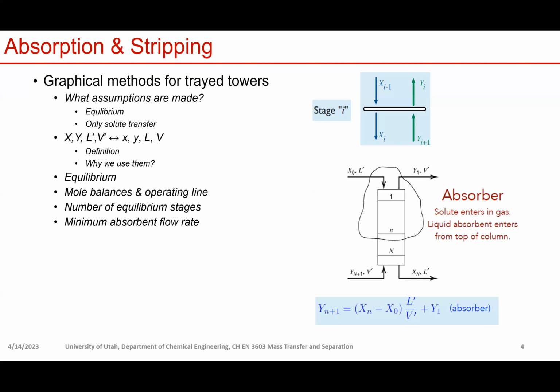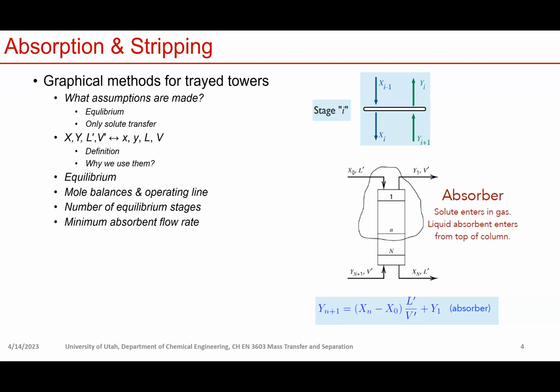Those are two big assumptions. Then we introduced the mole ratios, big X and big Y, and the solute-free flow rates for the liquid phase and the vapor phase, L prime and V prime, instead of mole fractions and flow rates. So you need to know the definitions, right? If you were given small x, small y, L, and V, then you need to be able to convert that to big X, big Y, L prime, and V prime. Also, you need to understand why we use them.